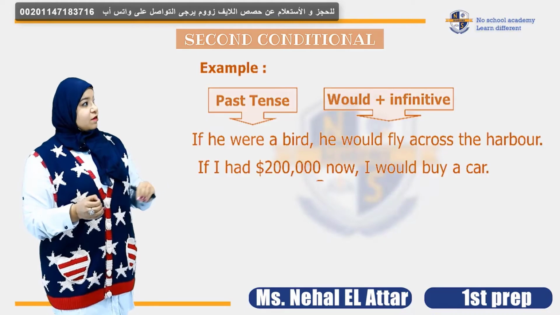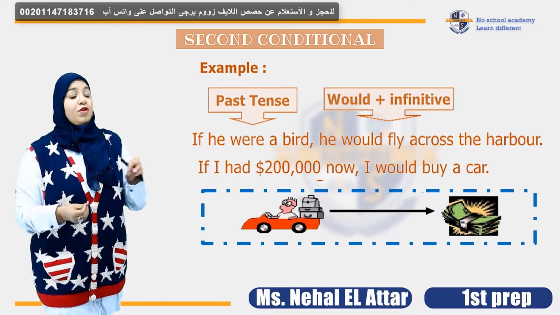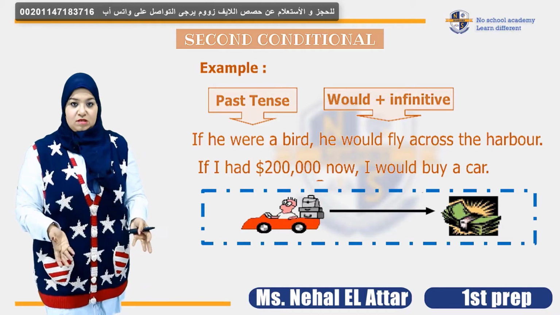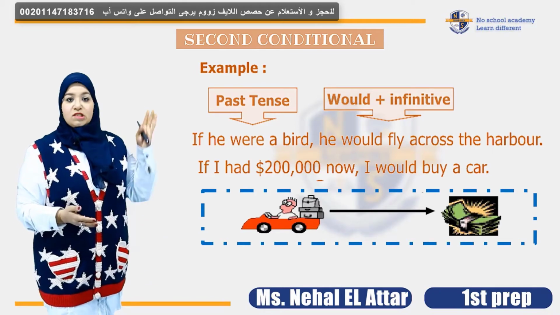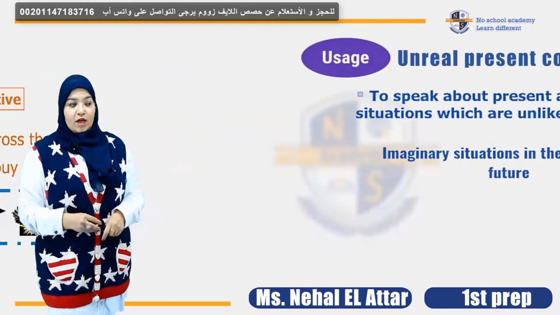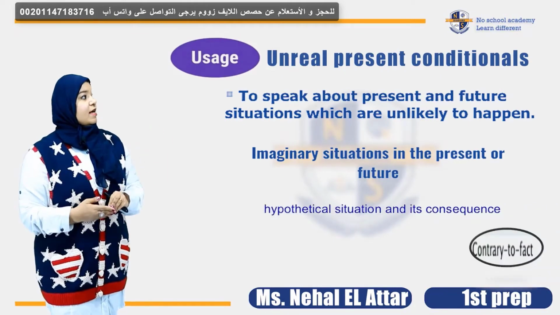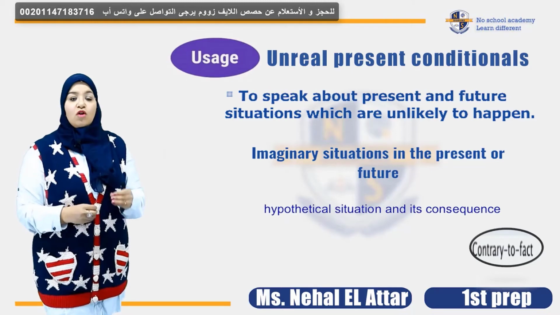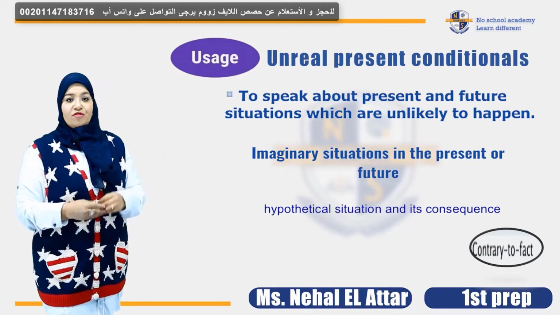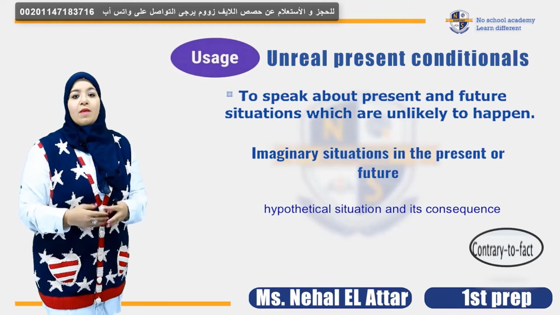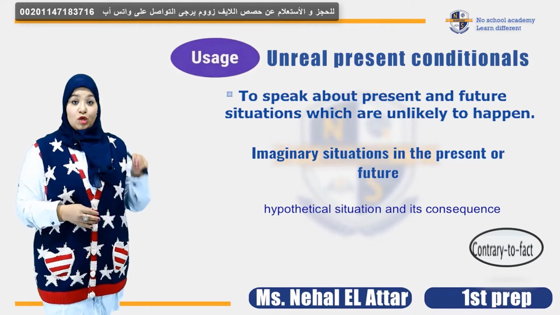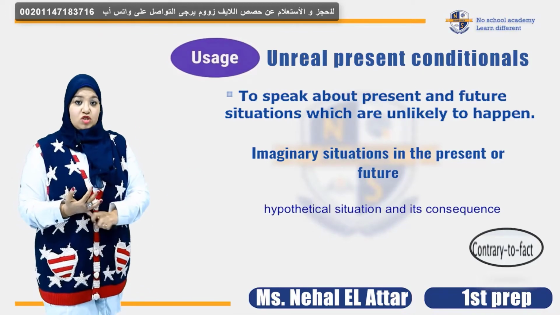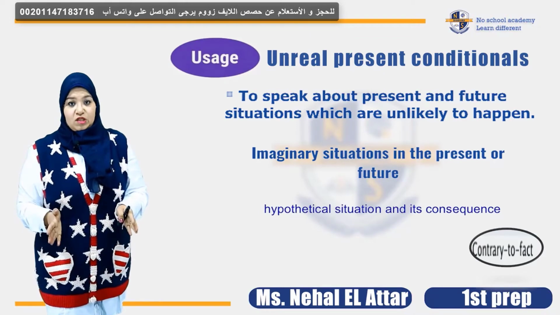So, referring back to the meaning, when are we going to use this, what are the usages of such a rule? These are situations expressed in a way that is contrary to the facts. We can call them imaginary situations. So we use if conditional type 2 to talk about imaginary situations, something unlikely to happen.